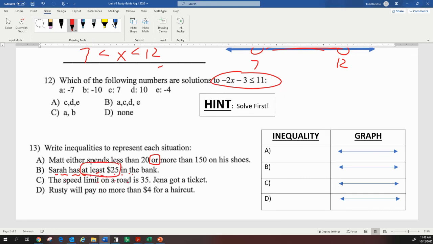The speed limit on a road is 35. Jenna got a ticket. Okay? If it's 35, she was going faster than 35. Rusty will pay no more than $4 for a haircut. Okay? He could pay $4, but that's the highest. So that's no more than is a less than or equal to. Okay, I'm not going to graph all those. So that's kind of a long video, but should give you a good review for the test.